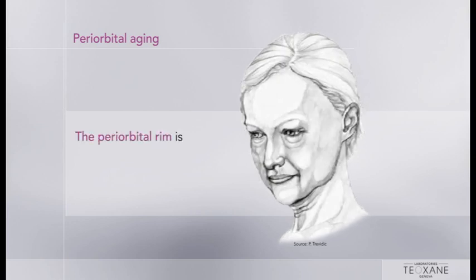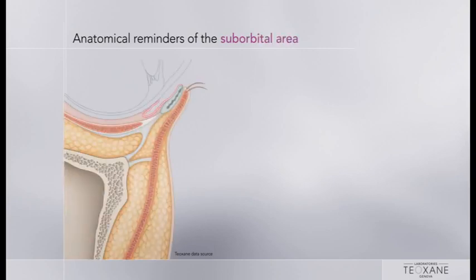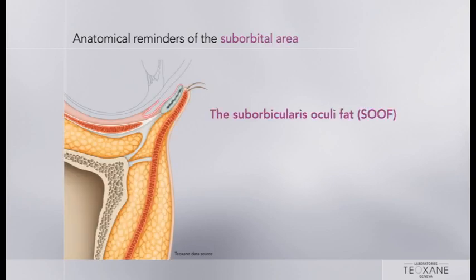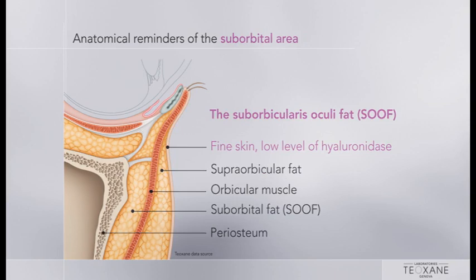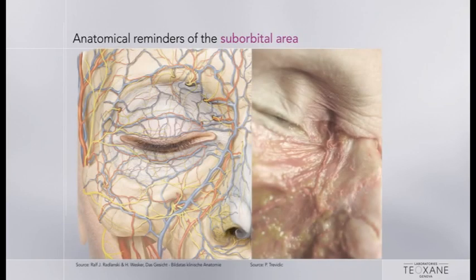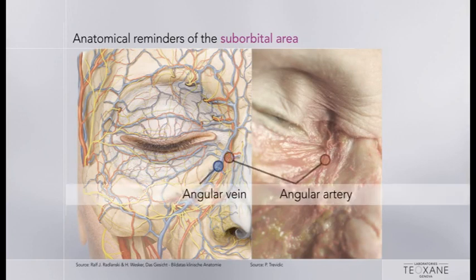The periorbital rim is mainly marked by the phenomenon of bone evolution and fat melting. The anatomy of the suborbital area consists of 5 layers: the skin, the supraorbicular fat, the orbicularis oculi muscle, the suborbicularis oculi fat, SOOF, and the periosteum. The suborbital region is richly vascularized with the passage of the angular artery and the vein at the inner corner of the eye. This area is a high-risk area.